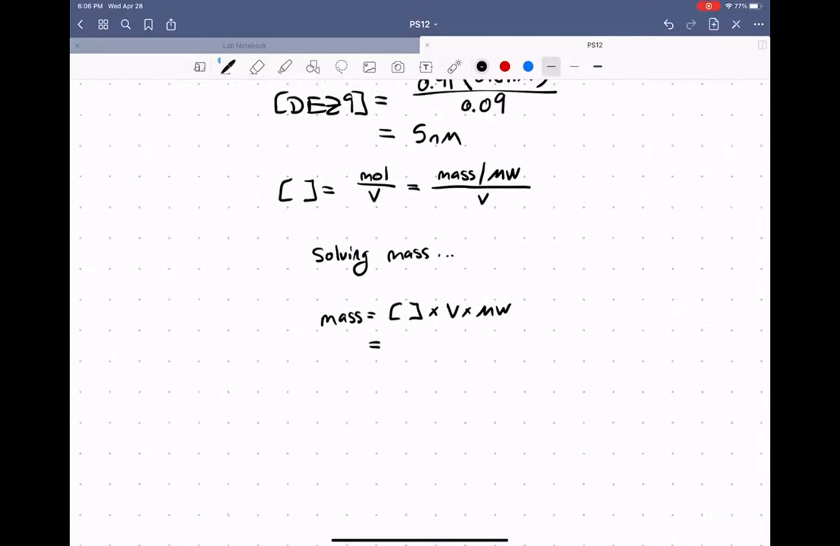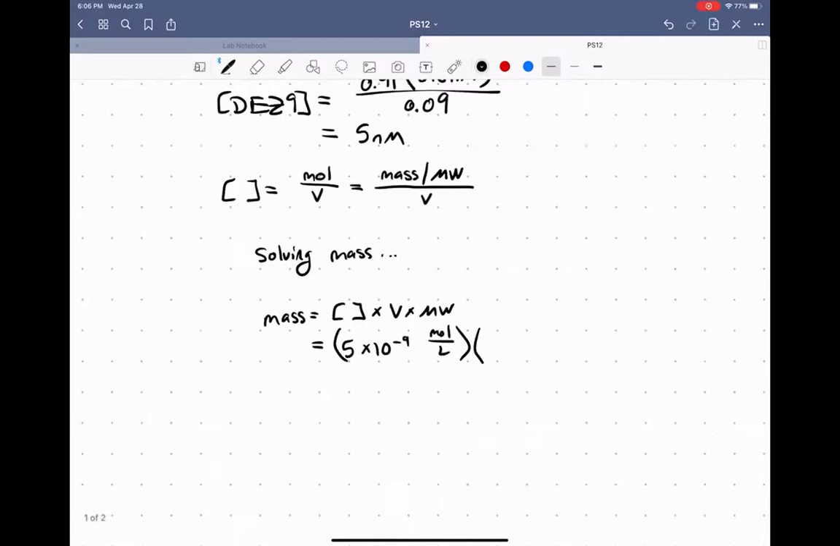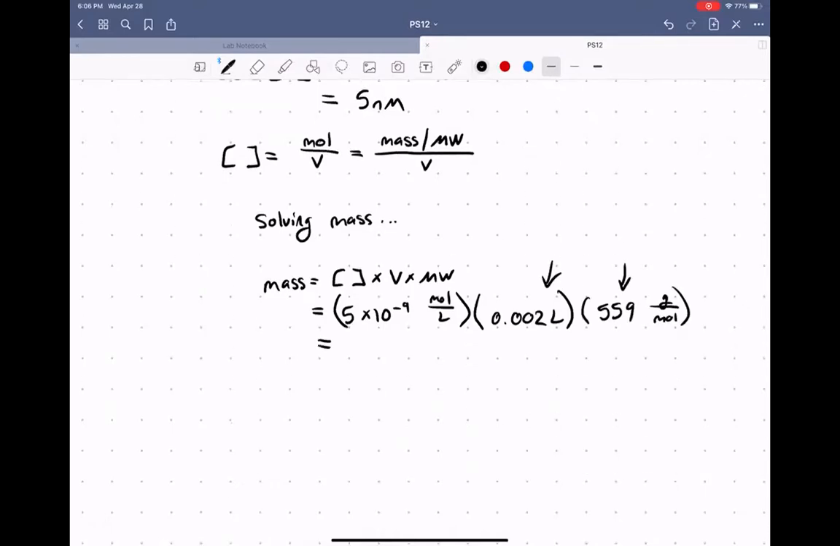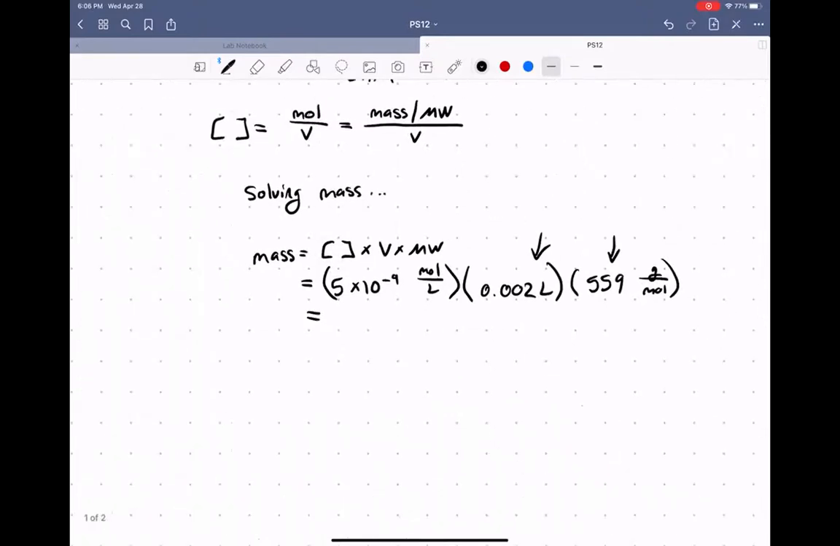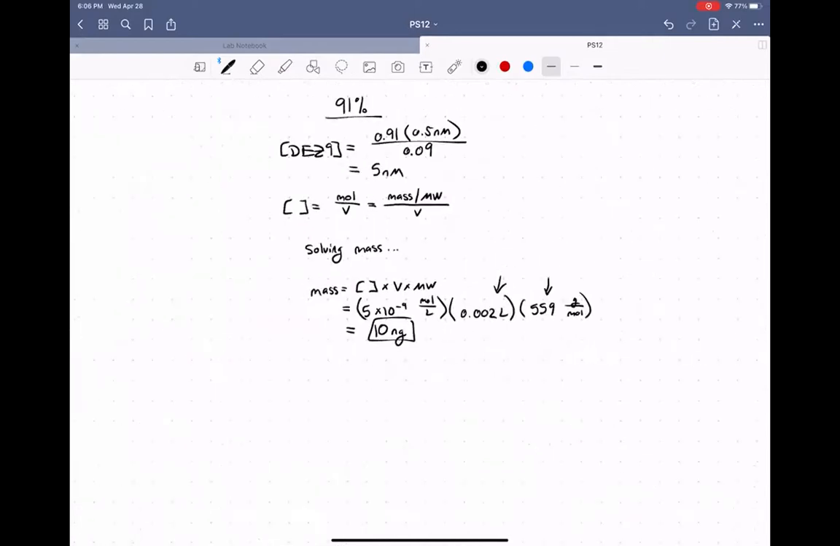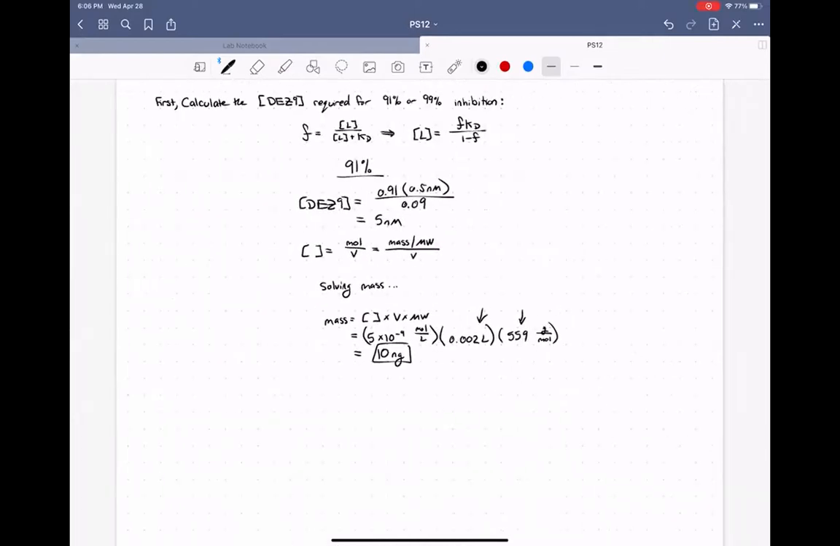So we have the concentration as 5 nanomolar, and I'm going to put it into scientific notation: 5 times 10 to the minus 9 moles per liter. The volume is 2 milliliters, which is 0.002 liters. The molecular weight is 559 grams per mole. These two values over here are given. Using significant figures, you end up getting 10 nanograms. Again, you could repeat this with 99%, except these values would change.